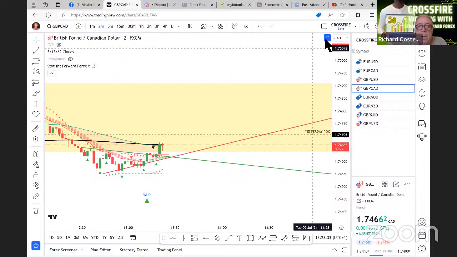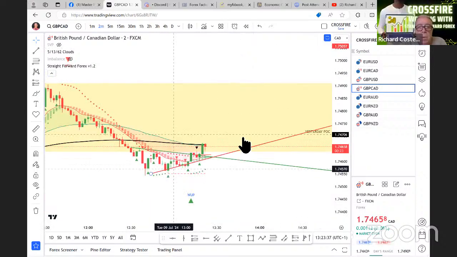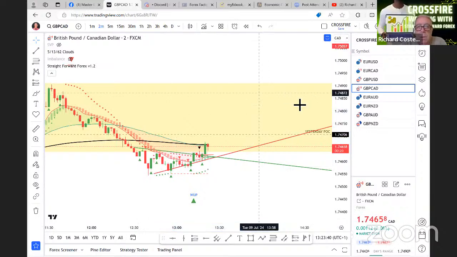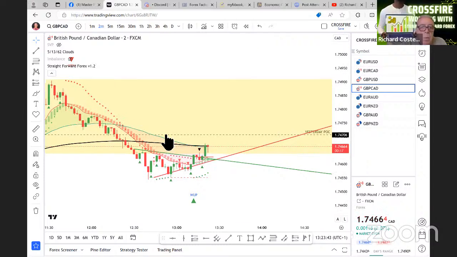Let's try that again. Okay, so I'm just going to make this a little bit bigger so you can see it. So price was in no man's land. It's now come out of no man's land. It's gone above the green trend line. But can you see that it's actually rejected off the 200 moving average?